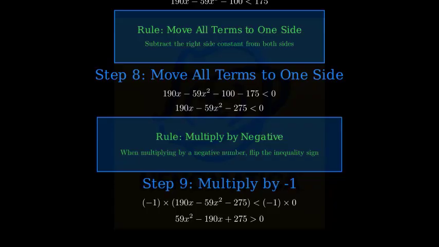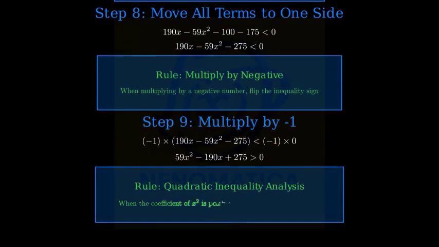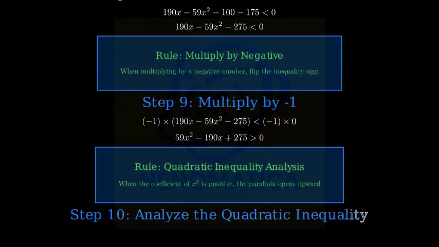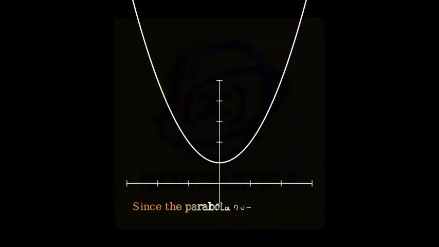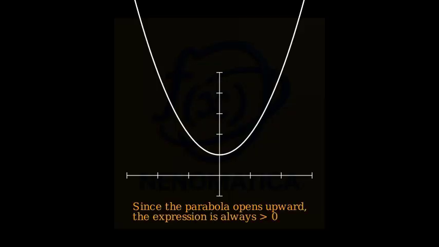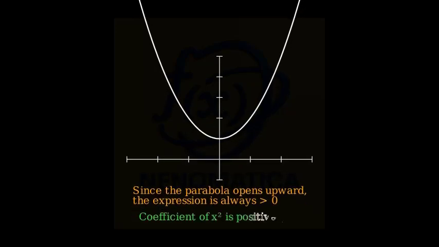Now, we need to analyze this quadratic inequality. We notice that the coefficient of x squared is positive, which means the parabola opens upward. When a parabola opens upward, it is always greater than 0 except possibly between its roots. However, we need to determine if this quadratic expression can ever be less than or equal to 0 for any value of x. To analyze this further, we could find the discriminant of the quadratic expression to see if it has real roots. However, we can skip this step since the coefficient of x squared is positive, which means the parabola opens upward and is always greater than 0 for all values of x, except possibly between its roots.